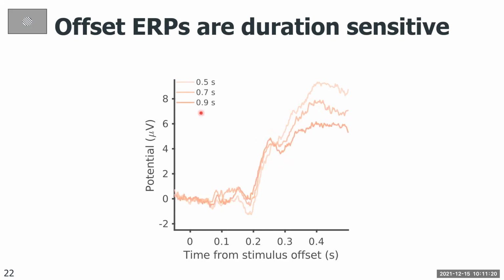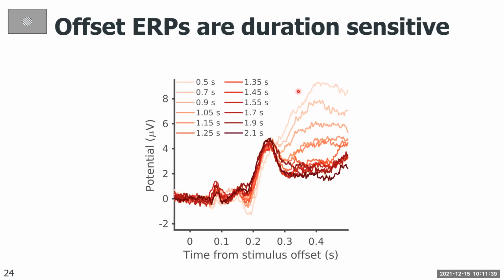Now let's take a look at another stimulus, the third shortest stimulus in the block, 0.9 seconds. This time we have basically the same response, but an even smaller positive potential to the offset. And this goes on. As we take a look at longer intervals, the positive potential decreases. And if we add all the intervals we used in this block to the plot here, we can see that the potential has a systematic dependence on the duration of the stimulus.